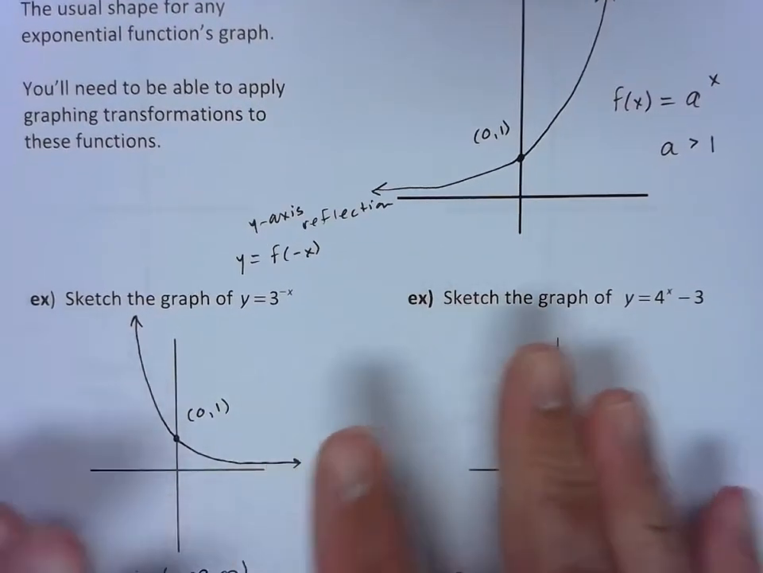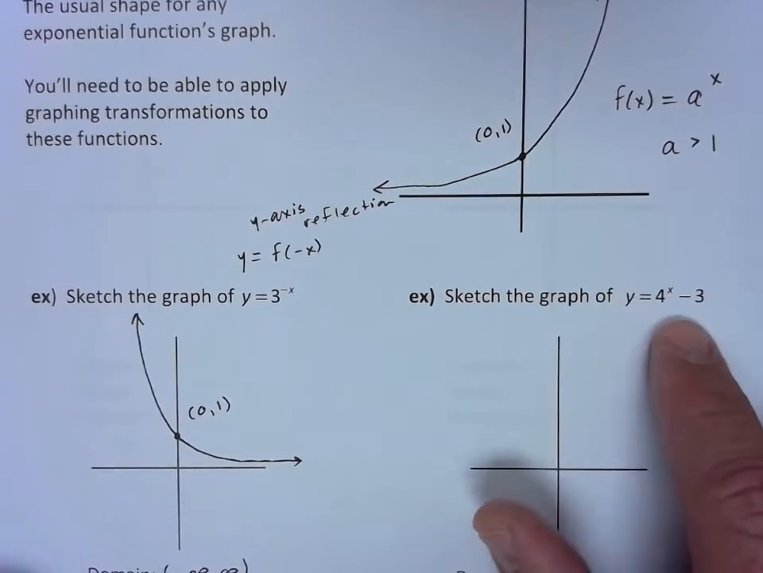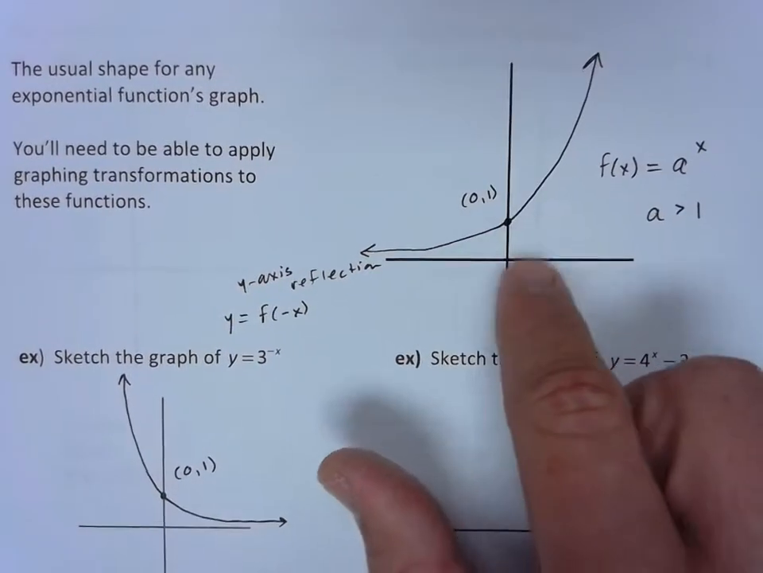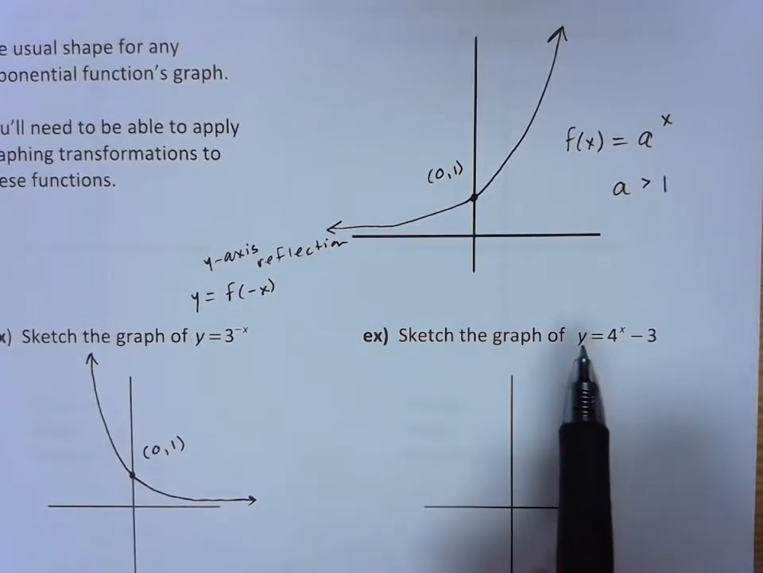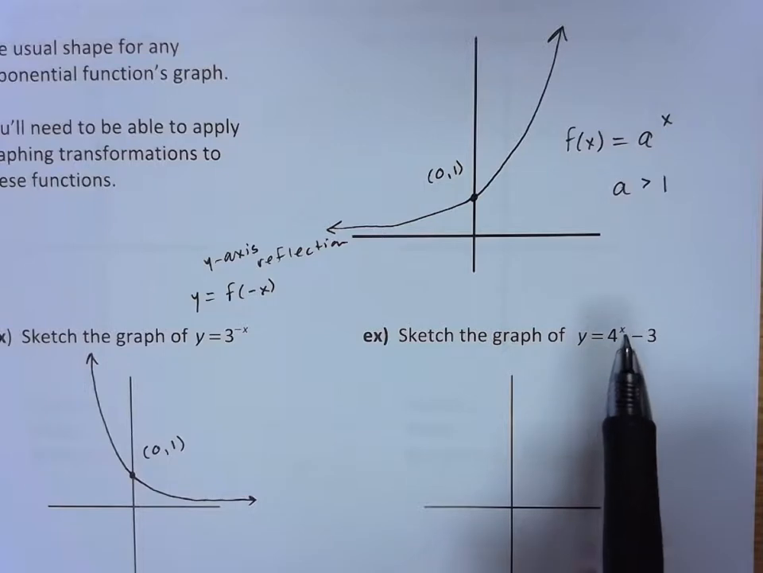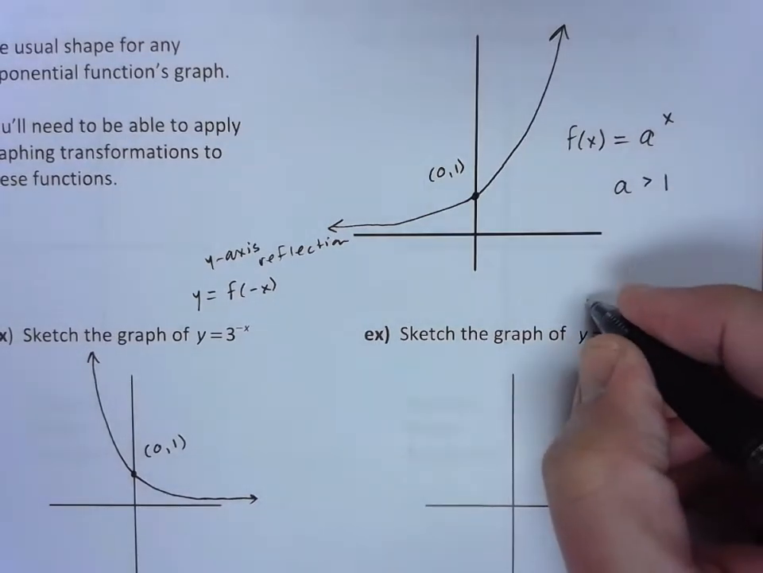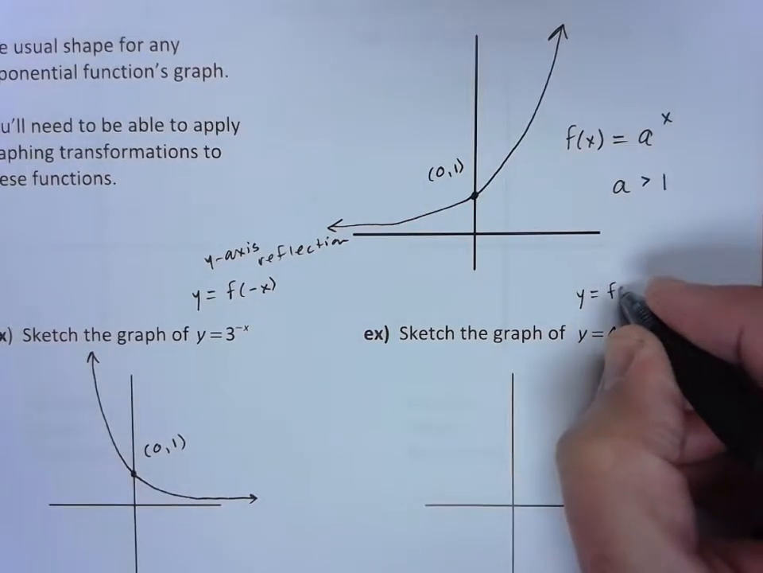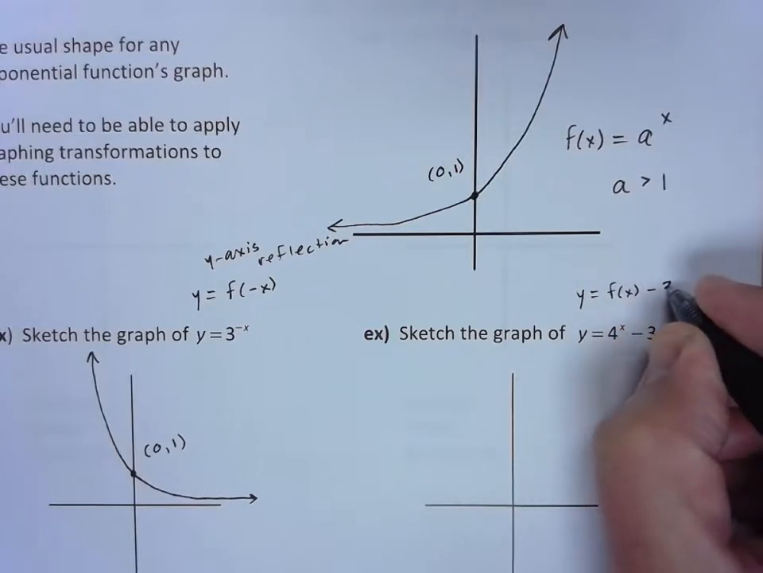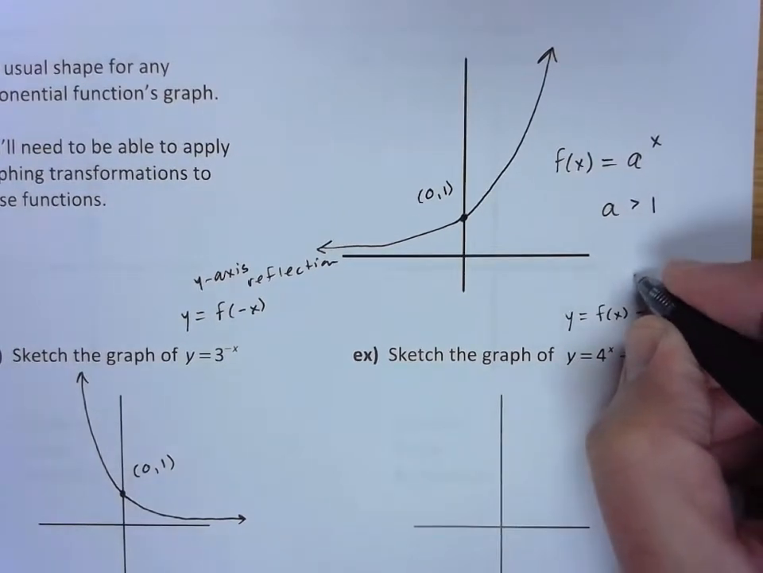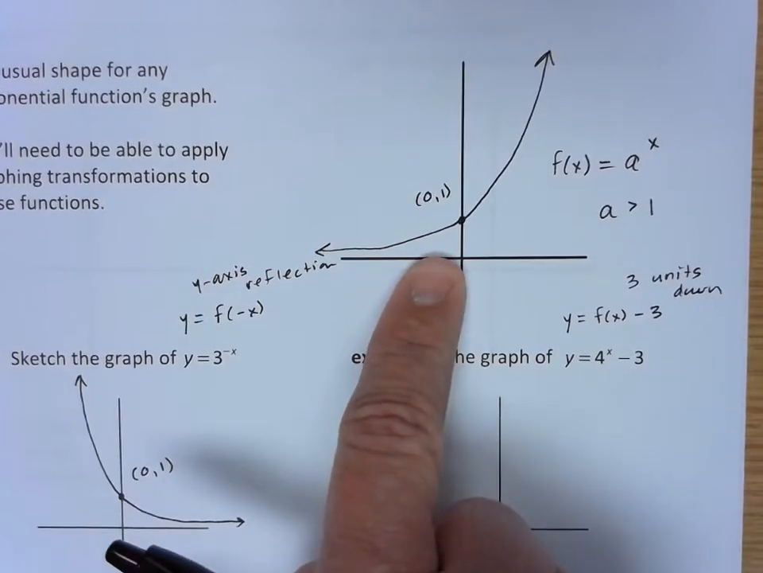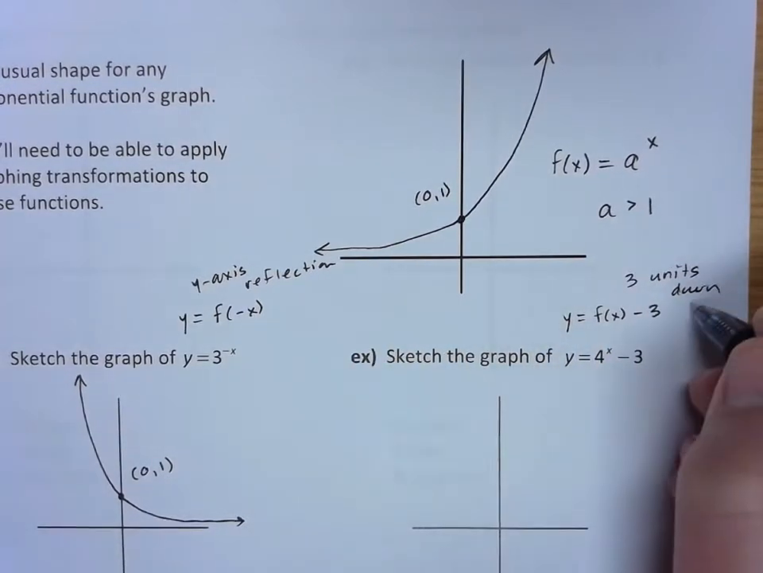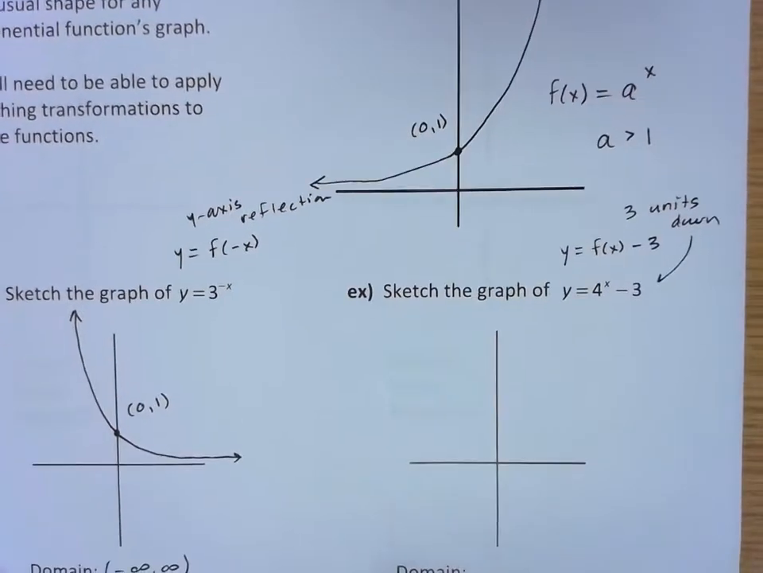So you don't necessarily have to plot any points. You can just use the transformations that you learned with this basic shape to create the new function's graphs. So in this one, I'm sketching the graph of y equals 4 to the x, minus 3. The transformation used here is taking a function f of x and subtracting 3 from it. That's going to be a vertical shift by 3 units down. So if I'm using this as my basic shape for all exponential functions, then I want to take this and move it down 3 units.